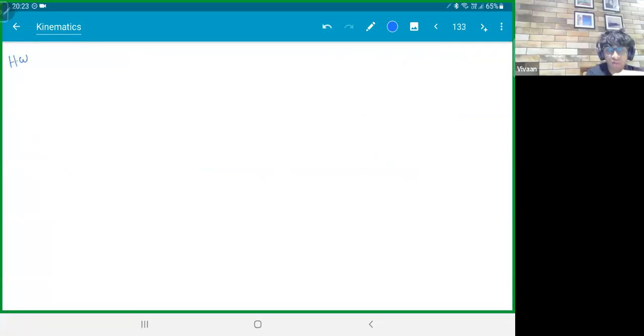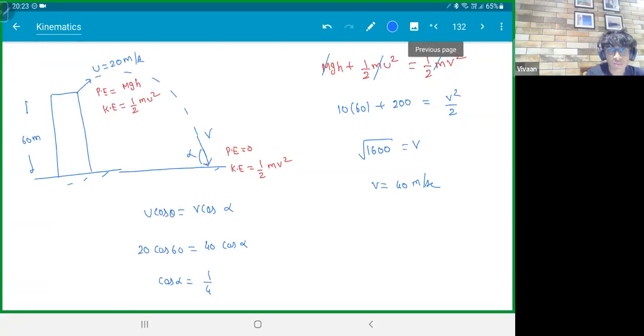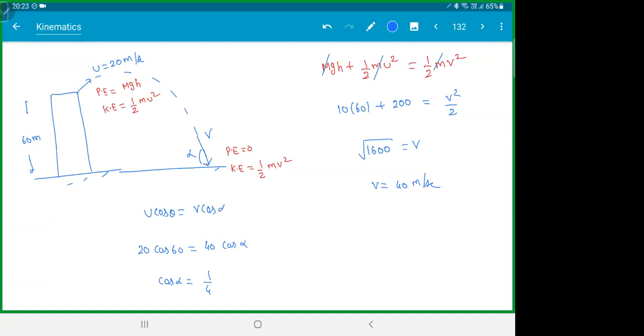So you have written u cos theta equals v cos alpha because u cos theta, horizontal velocity is the same, na? Velocity along horizontal. Yeah. Horizontal velocity is constant. That you can always use.